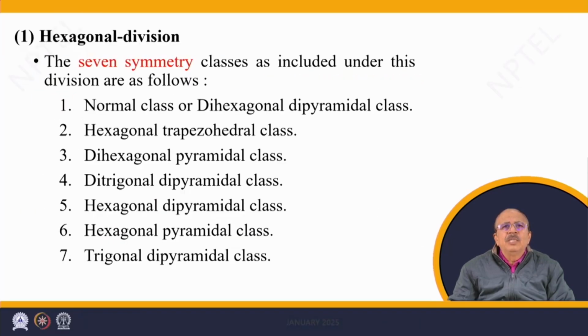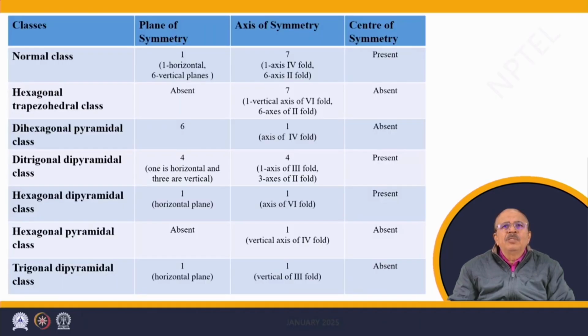In the hexagonal division, the 7 symmetric classes are normal class or dihexagonal dipyramidal class, hexagonal trapezohedral class, dihexagonal pyramidal class, then ditrigonal dipyramidal class, hexagonal dipyramidal class, hexagonal pyramidal class, and trigonal dipyramidal class. So these are the classes of the hexagonal division. The details of plane of symmetry, axis of symmetry and center of symmetry now we will see.